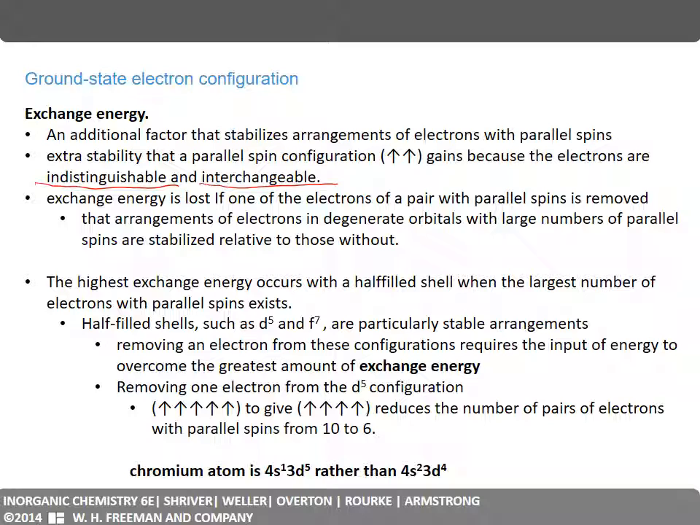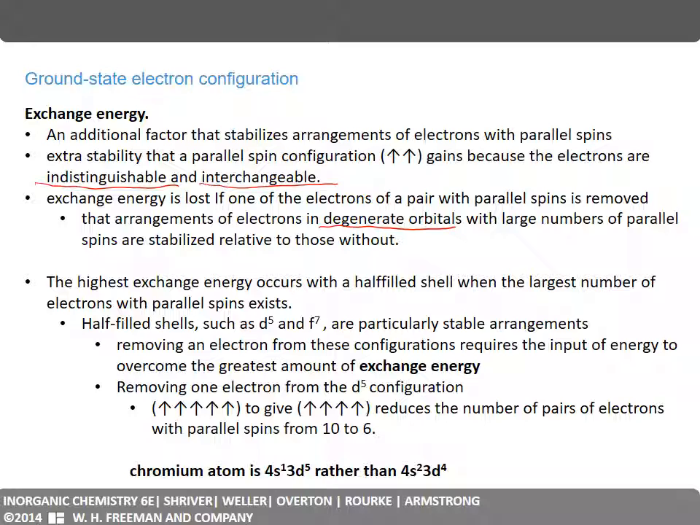What does this mean? We can infer that in the electrons in degenerate orbitals, what does degenerate orbital mean? It's just an electron orbital, any electron orbital that has the same energy level, and these are generally known as degenerate orbitals. So degenerate orbitals with a large number of parallel spins are more stable compared to those that do not have these properties.